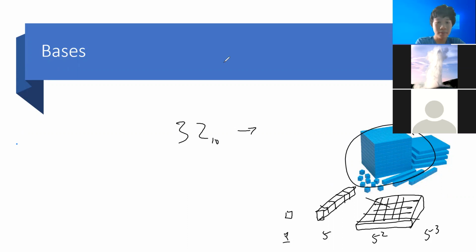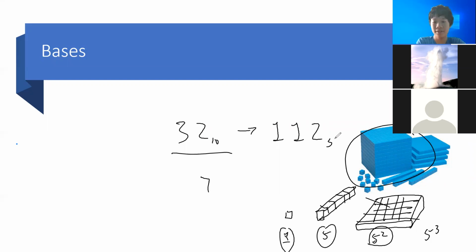Okay? So what's the biggest type of block we can fit in here? Well, 25, right? 25 is 5 squared. We're going to have 1 flat. So once we have 1 flat, that means we got 25 done. We need 7 left. Well, that means we're going to use 1 rod of 5, and then 2 small cubes. So 1 flat, 1 rod, 2 small cubes, and that's in base 5. Okay, so this is how bases work. We're going to be using different types of building blocks to build our numbers. And any number in base 10 can be represented in any base. All right, any questions about this?